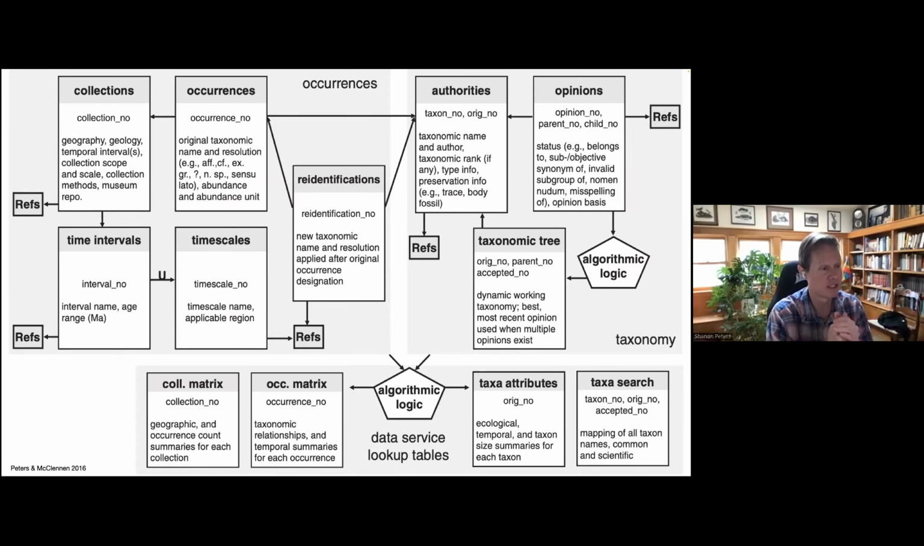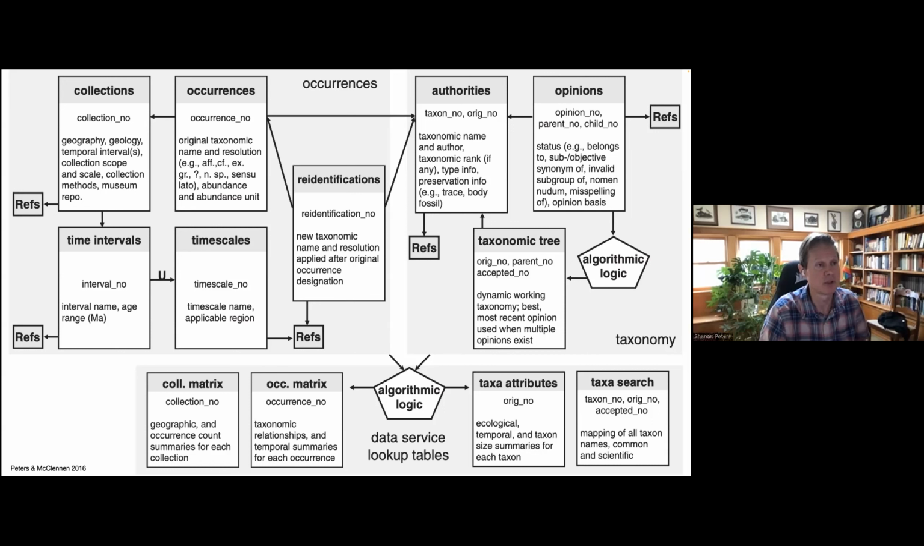Again, here's the fundamental structure. The database is arranged in terms of occurrences, which are geographically resolved fossil collections, consisting of aggregates of occurrences within a collection. And those occurrences are linked to time scales, time intervals, they're re-identified, and so on. The taxonomic apparatus of the paleobiology database is actually one of the more impressive data structures that it has.